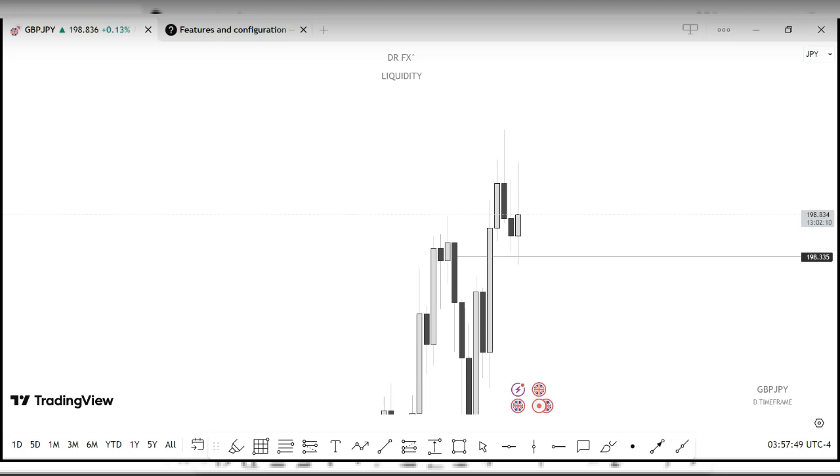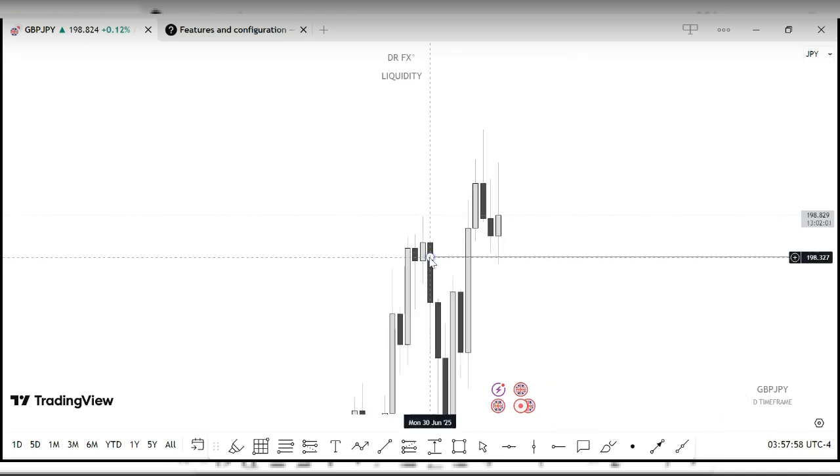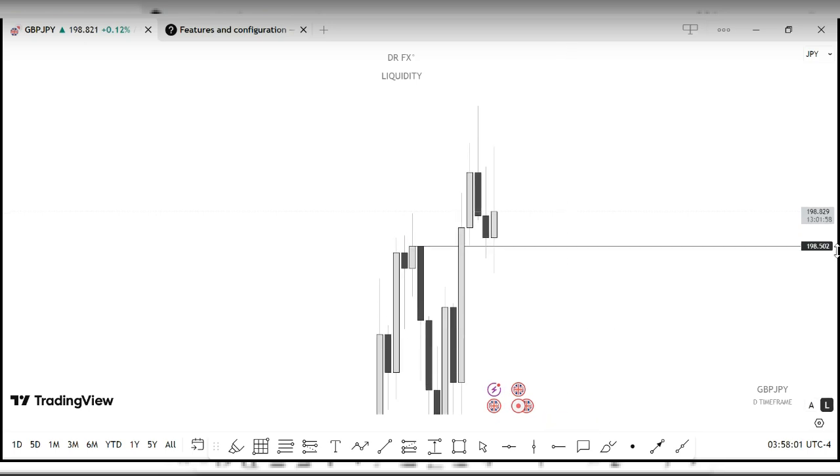Because I've been trading GBP JPY, and if you're waiting for a daily rejection or a 4-hour break of structure, you go chop. After the stop loss, the market will disgrace you.